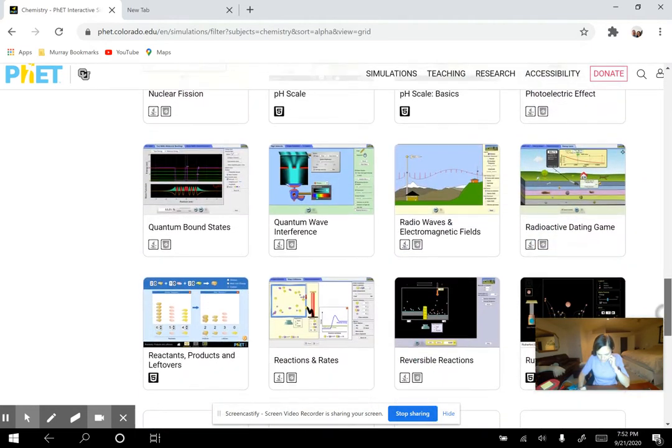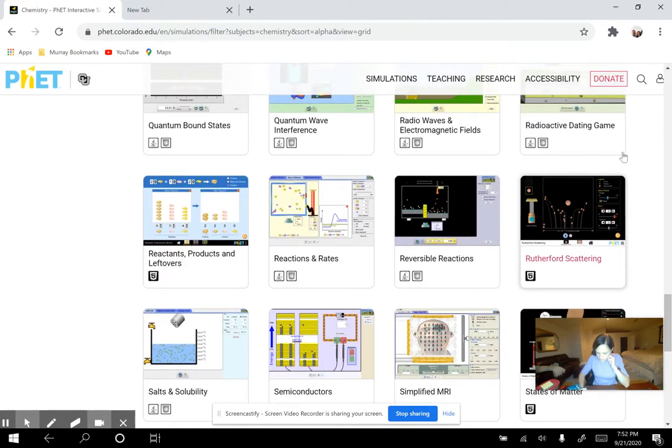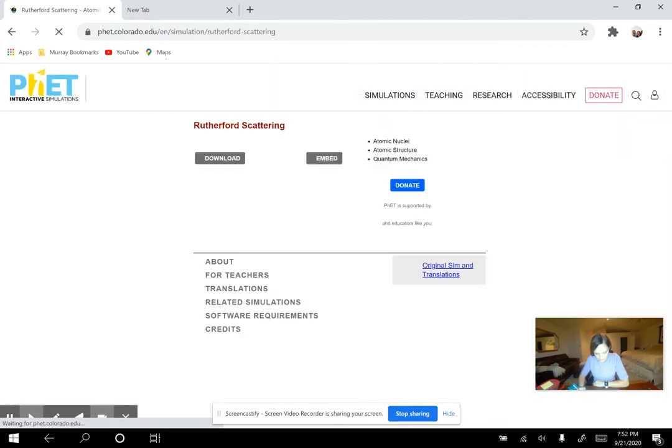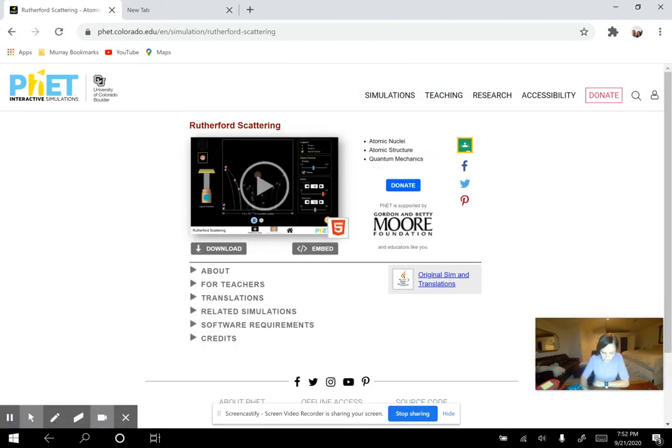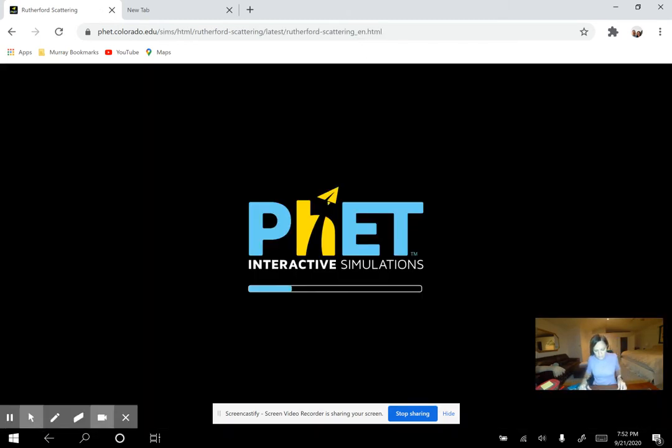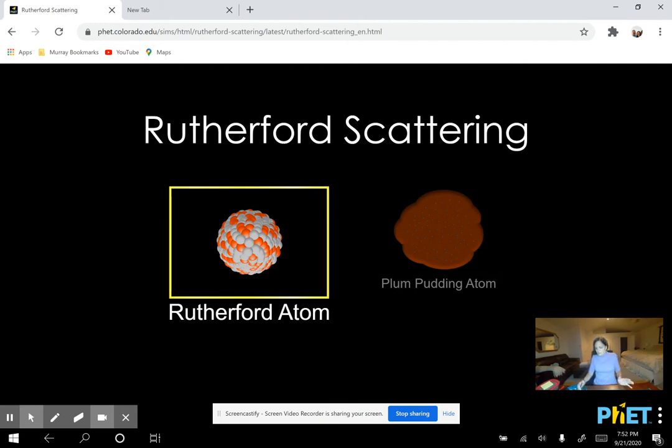So let's scroll down. This one right here, Rutherford scattering. This is what you're going to want. So you're going to click on that one, and you're going to hit the play button. You're going to want to play this interactive sim. All of these directions will be on Canvas.